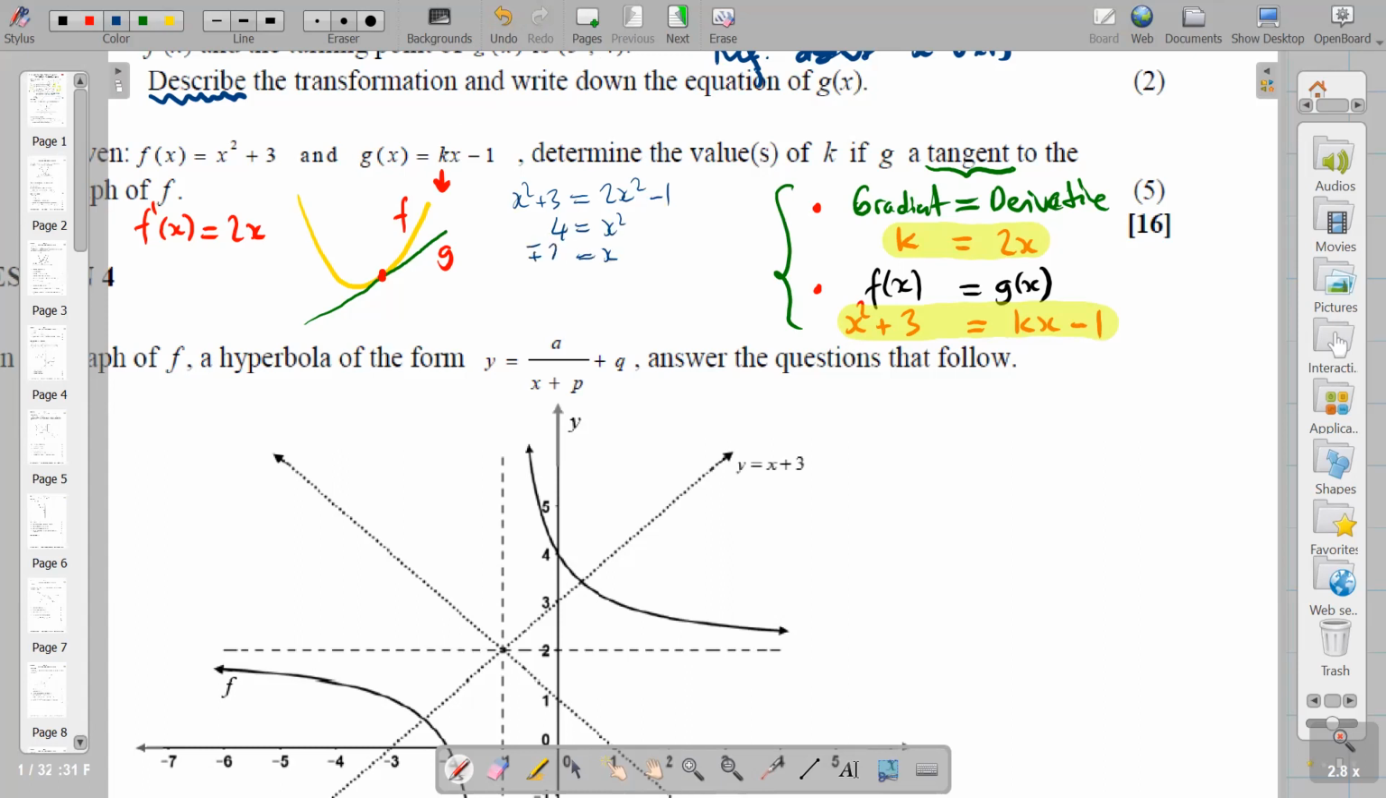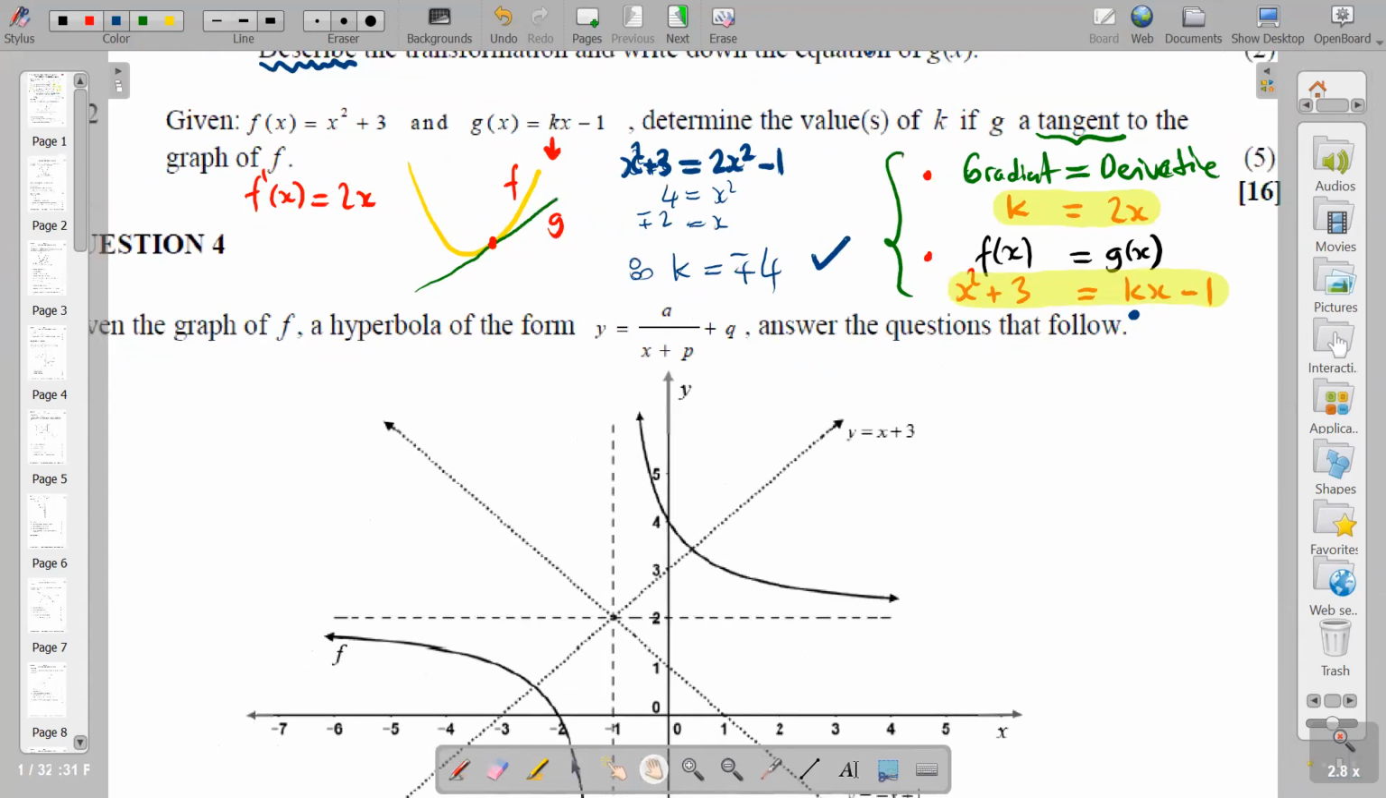Oh, I got two possible answers. So nice. If x is plus or minus 2, I can tell you k is plus or minus 4. That's it. That wasn't long when you just understand what we really have to do. Let me go through that. We equate the functions. f of x is x squared plus 3, and g of x is 2x times x, so 2x squared minus 1. Why do we do that? Because we substitute k with 2x. That's how we solve. So we got two possible values for x, which makes two possible values for k.